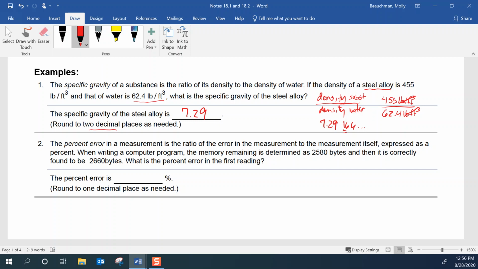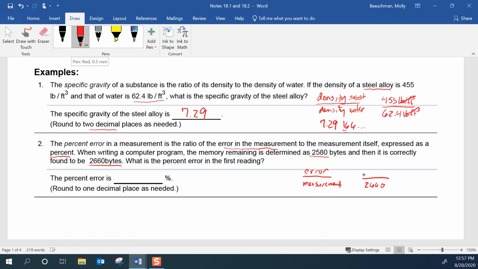All right, next example. The percent error in a measurement is the ratio of the error in the measurement to the measurement itself. It's expressed as a percent. So when writing a computer program, the memory remaining is determined as 2,580 bytes, and then it's correctly found to be 2,660 bytes. What is the percent error in the first reading? So the actual measurement is 2,660, but we had an error. We measured it as 2,580.